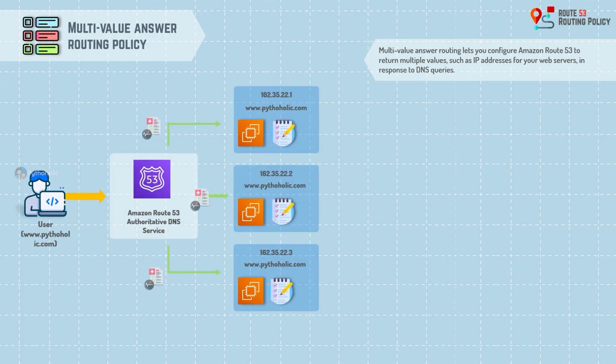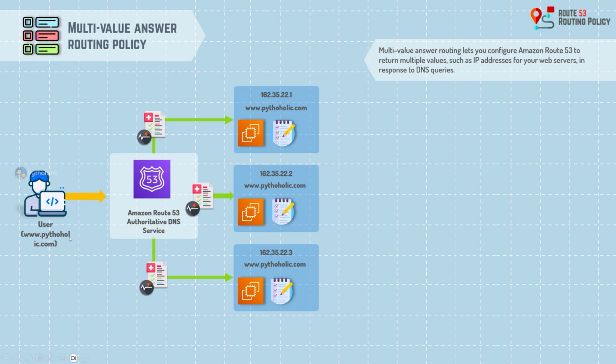So with multi-value answer routing, you can improve the availability and performance of your application by distributing traffic across multiple resources. So if one of the resources becomes unavailable, Route 53 can automatically redirect traffic to other available resources. And this can also help you achieve higher availability and reduce the risk of downtime.